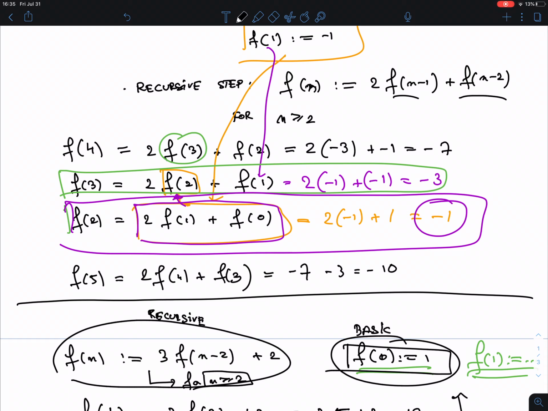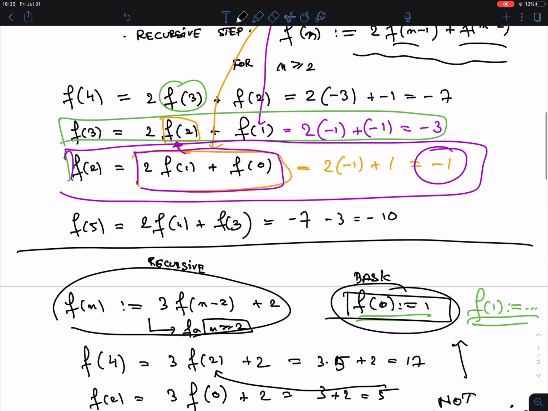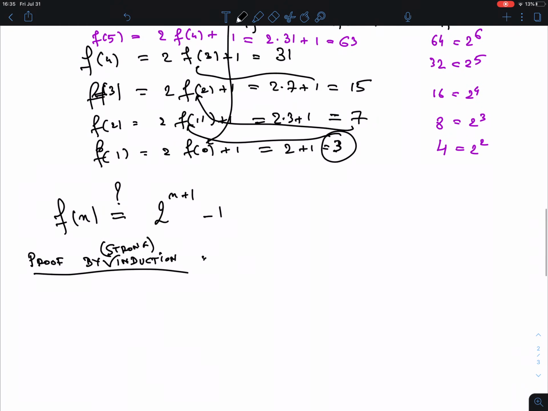Okay, so if you want to prove formulas for things like this, you're going to need strong induction. But for regular things, induction works. So how does the proof by induction work? So, basic step: is F0 equal to 2 to the 0 plus 1 minus 1?